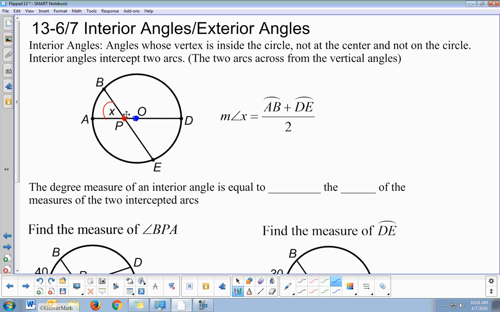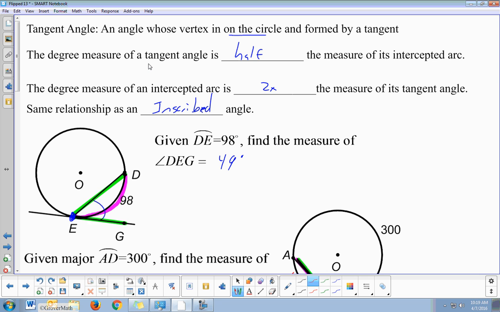But what about an angle that's just kind of somewhere in the circle? It's not on it. It's not at the center. It's in that space in between the center and the edge of the circle itself. We call that an interior angle. And interior angles are different than central and inscribed because they use two arcs. Two arcs. Because, let me go back again and look at a couple of things.